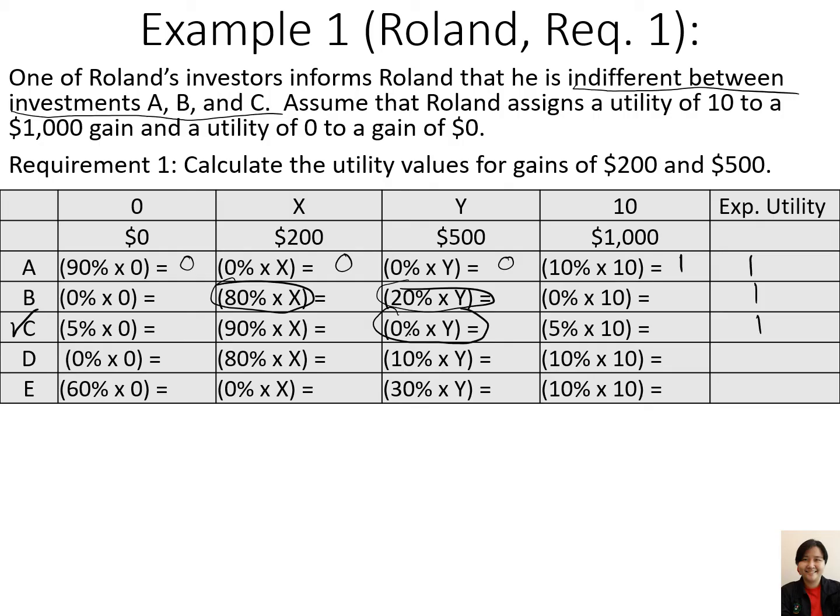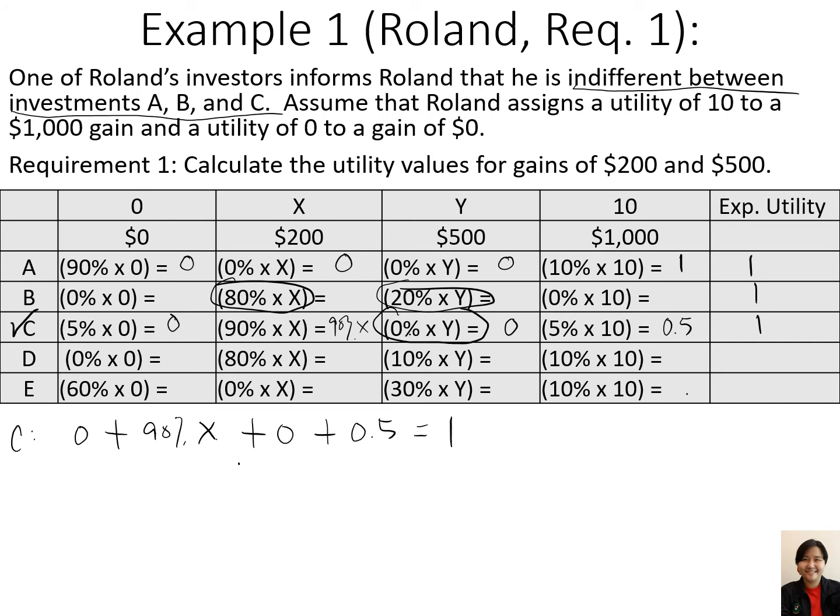So for investment C, that would be 5% times 0, we have 0. 90% times X, we have 90% X. 0% times Y, we have 0. 5% times 10, we have 0.5. And then let us equate investment C. So that's 0 plus 90% X plus 0 plus 0.5 is equal to 1.